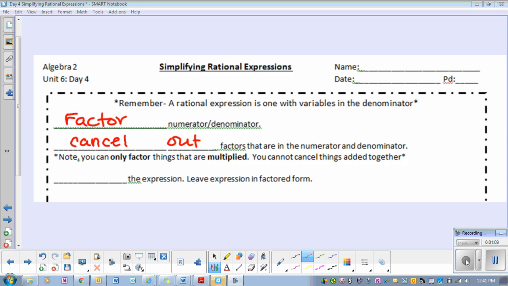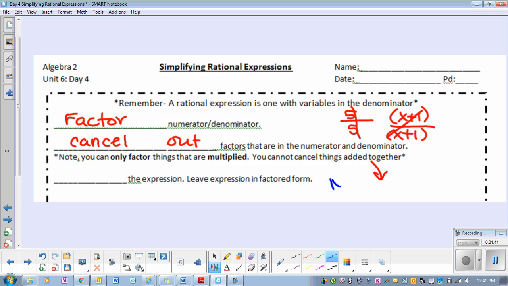Which makes sense because, guys, if you had 5 over 5, what happens to that? Yeah, it becomes 1. So what if I gave you x plus 1 over x plus 1? 1. Good. Because now this is what we're working with and not just numbers or just variables. Okay? Know that you can only cancel things that are multiplied. You cannot cancel things that are added together. So this is what this means. Do not make this mistake. This is a no. I'm giving you an example of a no.